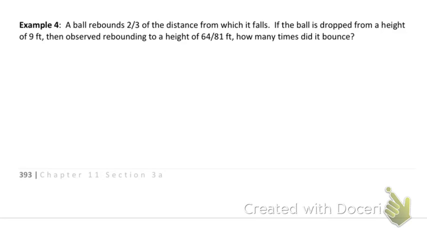All right, the very last one is a word problem. But it's just setting up a geometric sequence. It says a ball rebounds 2/3 of the distance from which it falls. If the ball is dropped from a height of 9 feet, then the observed rebounding to a height of 64 over 81 feet. How many times did it bounce? So in other words, I just dropped a ball from 9 feet, and the very last bounce I could actually measure was 64/81 feet. All right, so that was the last bounce I could observe, and then it kind of did that dribble thing where you can't count the bounces anymore. I just want to see how many times did it actually bounce.